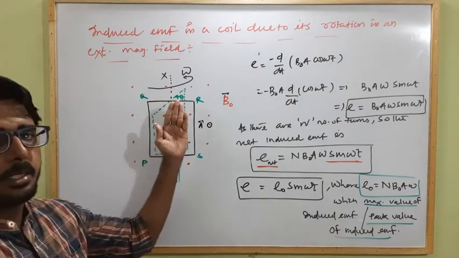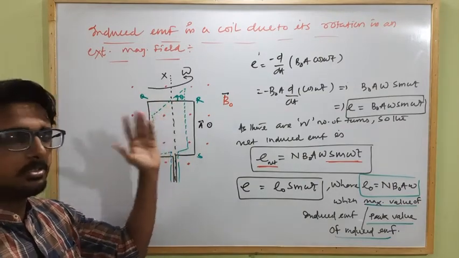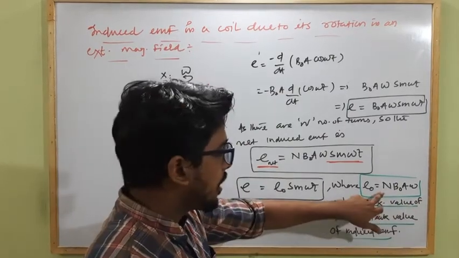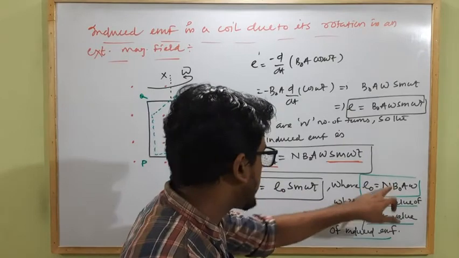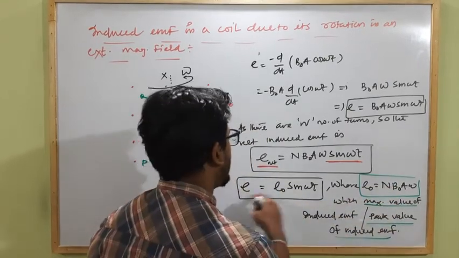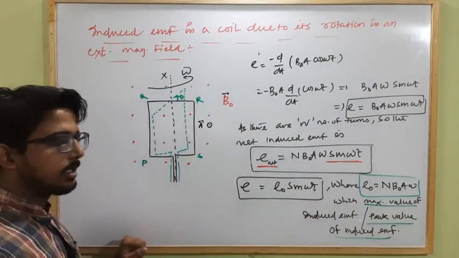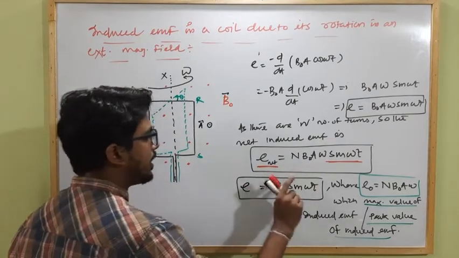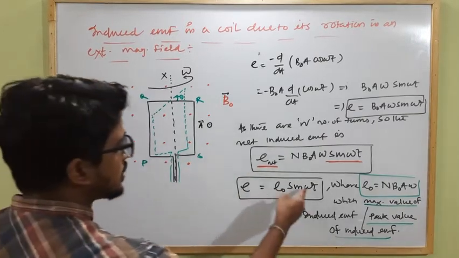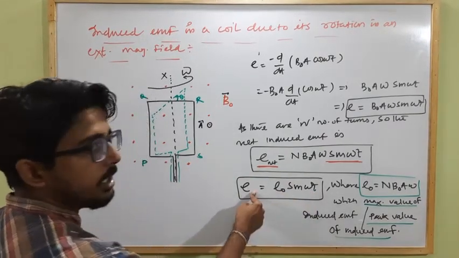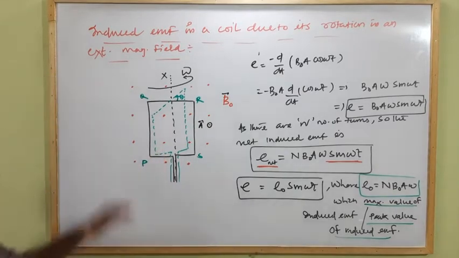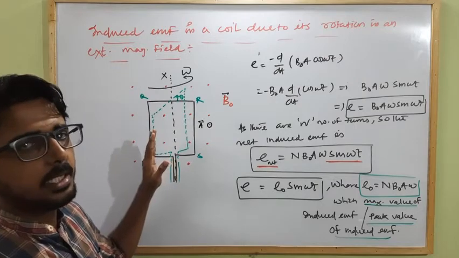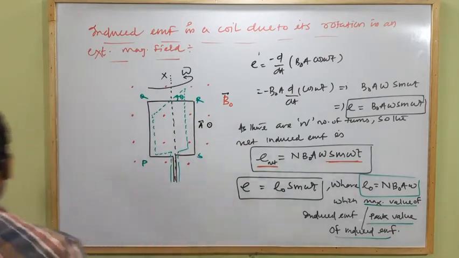When the angle between the area vector and the magnetic field strength is zero, that is, they are along the same direction, this will be the expression for maximum flux linked with it, and this will be the expression for the maximum induced EMF within the coil. Clear? It is known as the peak value of induced EMF, and this is the expression for induced EMF at any instant of time t, because as t varies, the induced EMF varies. So this is how induced EMF is produced in a coil due to its orientation in an external magnetic field, and how the value of induced EMF changes.